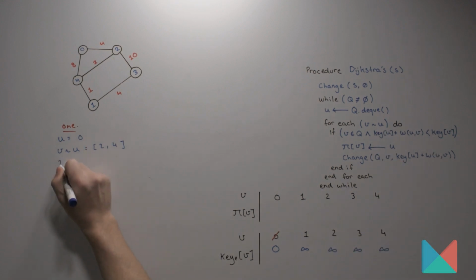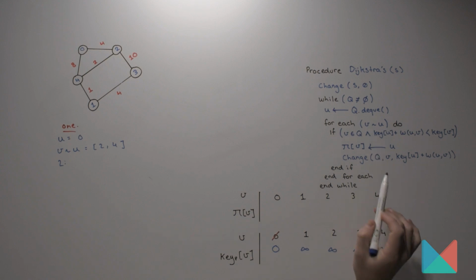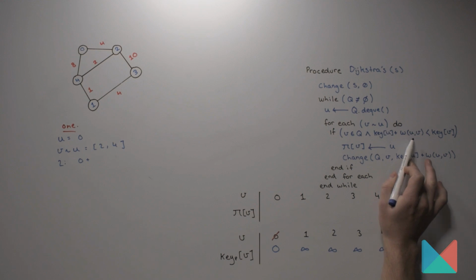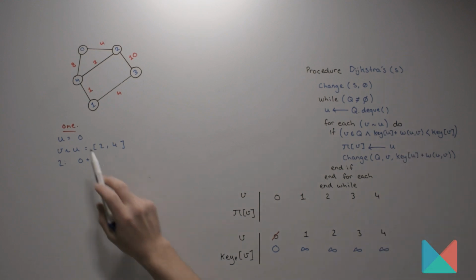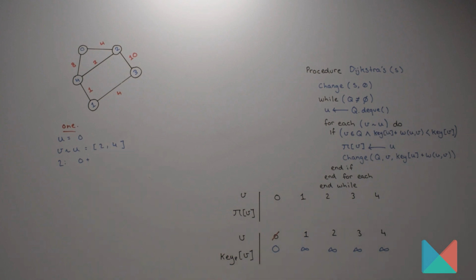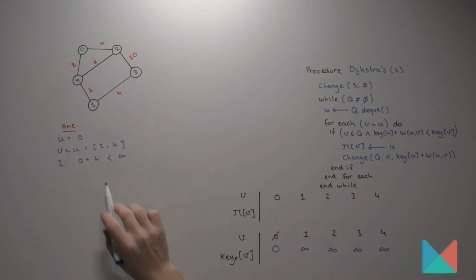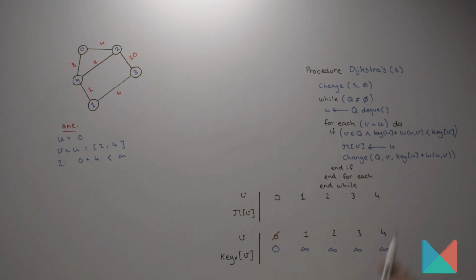So let's write to the side here, 2, and we want to see if this inequality holds. So key of u, remember u is 0, and the key value of u is 0, plus w of uv, which means the edge weight from u to v. Remember u is 0 and v is 2, being the neighbor we are considering, and the edge weight from 0 to 2, by looking at our graph, is 4. And this must be smaller than key of v, and our key value at 2 is infinity. So we need to check if this inequality holds, and is 4 smaller than infinity? Yes, it is. And so we can fall into this if statement and update our parent array and our heap.